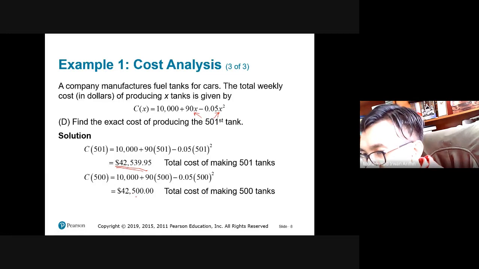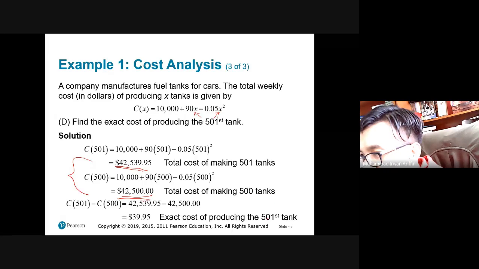So we got 42,500. Now, can you see what is the exact cost? We simply find the difference between these two. So the exact additional cost of producing the 501st tank is actually $39.95. This is the exact cost, and we obtain this when we really find the difference between the two.